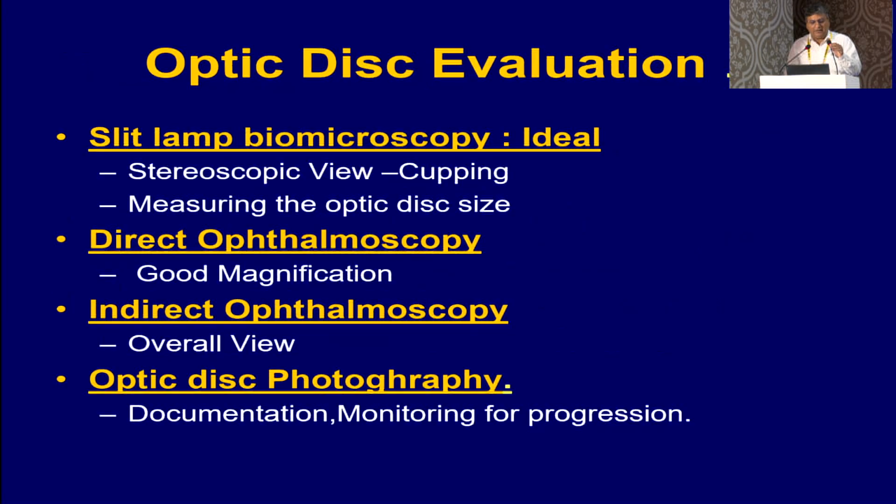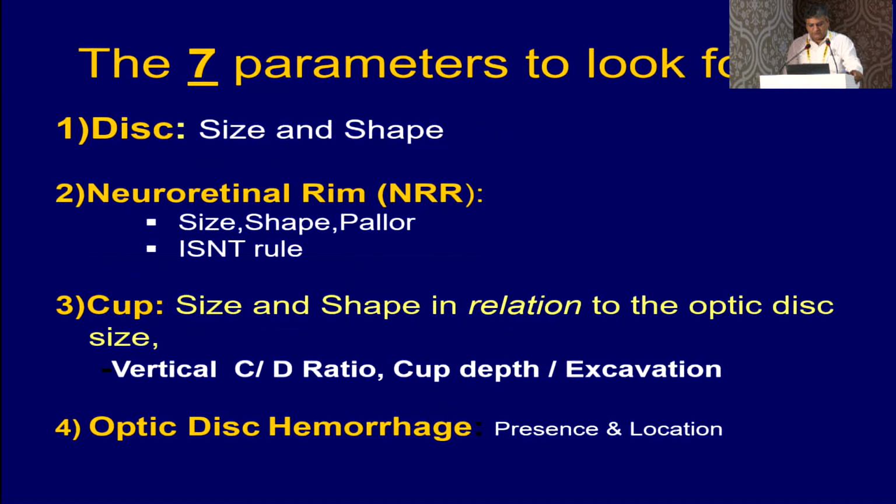So there are different methods for evaluation of the optic disc. Out of all, slit lamp biomicroscopy is the ideal method, as it provides a stereoscopic view of the optic disc and optic cup. And we can also measure the optic disc size. With direct ophthalmoscopy, we can get good magnification. With indirect ophthalmoscopy, we can get an overall view, and optic disc photography can document the monitoring of the disease.